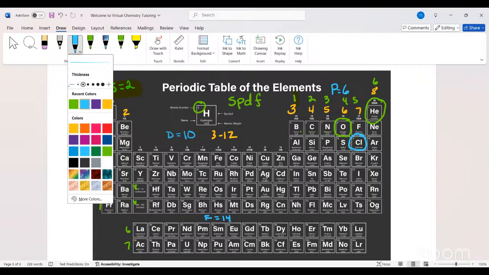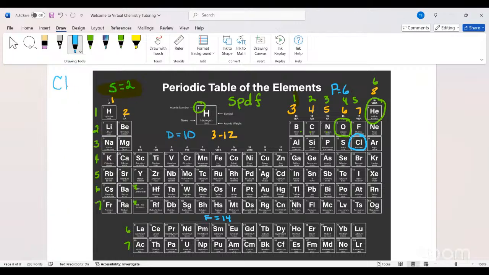So now I'm going to have to write really small here. Okay. Chlorine has 17 electrons. Very good, she means business. 17 electrons. My next question, what period is chlorine in? Look at the periodic table and tell me, what period is chlorine in?